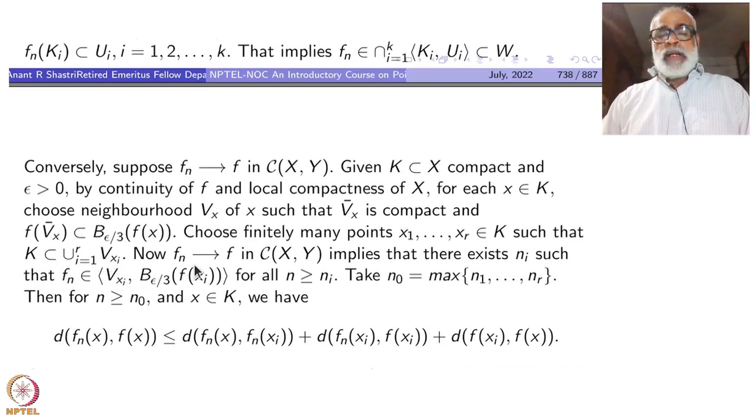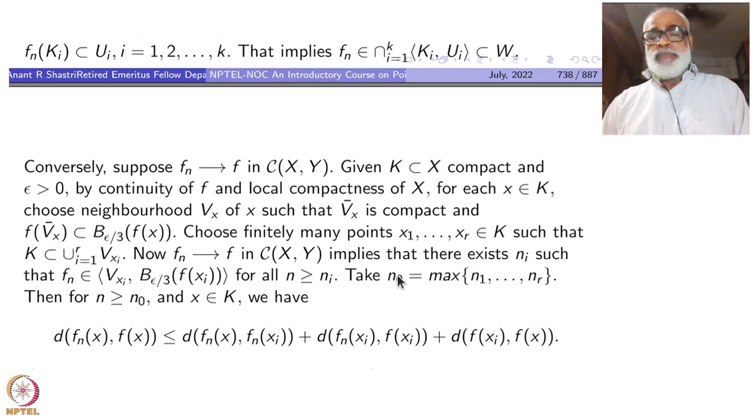Now, fn converges to f in C(X,Y) implies that for each of these i, there will be ni such that fn will be inside this open subset, the bracket (Vxi bar, B(epsilon by 3, f(xi))). This is an open subset, and f is inside it. So after a certain stage, fn must be there. So this happens for n bigger than ni. Again, take n naught to be the maximum of n1, ..., nr.